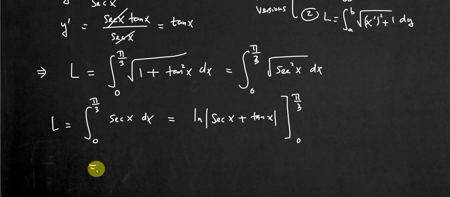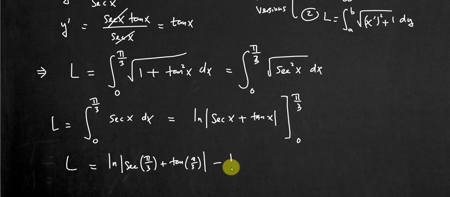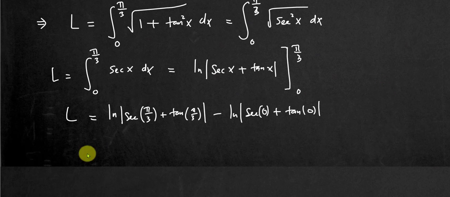The last thing is we just make the substitutions for x. So we have ln of secant of pi over 3 plus tangent of pi over 3, and then we plug in 0: secant of 0 plus tangent of 0. Now the last step is to simplify everything. Secant of pi over 3 is 2, and tangent of pi over 3 is the square root of 3.